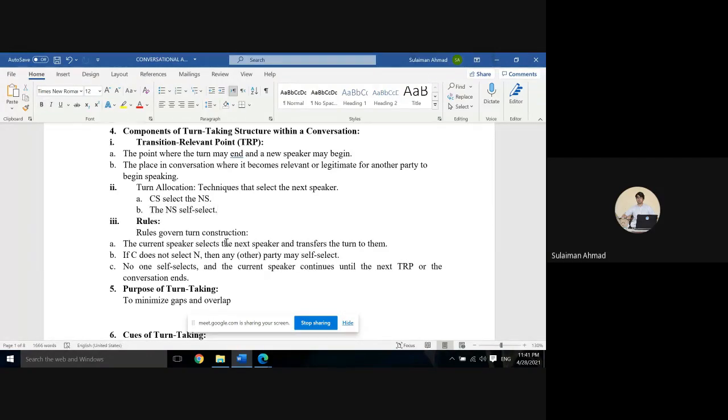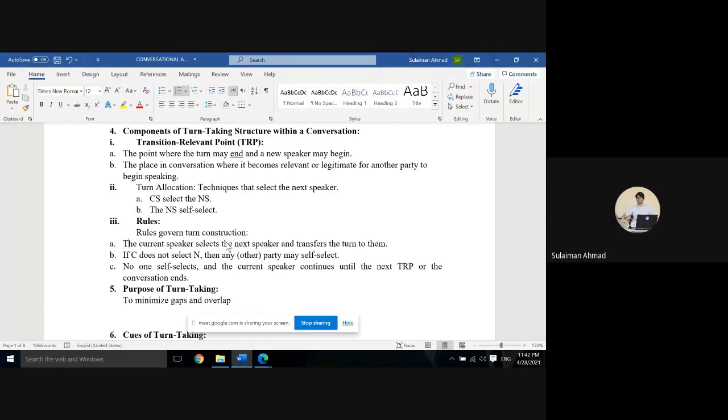So there are some rules which govern turn construction, the structure of turn taking and turn allocation. There are basically three rules, remember. How many rules are there? Three rules. Okay. Rule number one is that I selected the students. I selected you people to take the turn. I said, how many rules are there? And you said three rules, right? It means I selected you people.